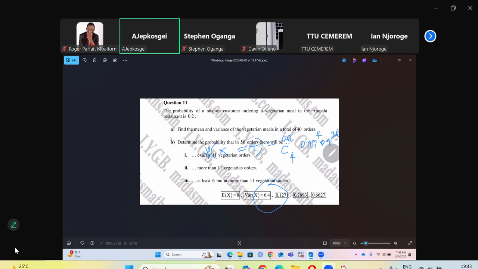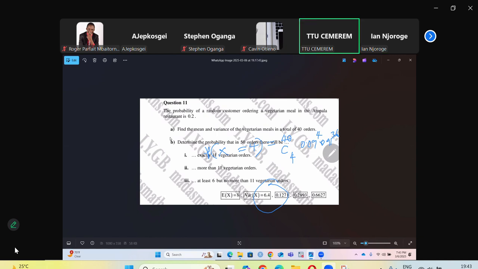Can you see it? Question 11. The probability of a random customer ordering a vegetarian meal in Ampala restaurant is 0.2. Then we go straight into the calculation. Find the mean and variance of the vegetarian meals in a total of 40 orders. Then determine the probability that in 50 orders, there will be exactly 11 vegetarian orders. Is that okay?